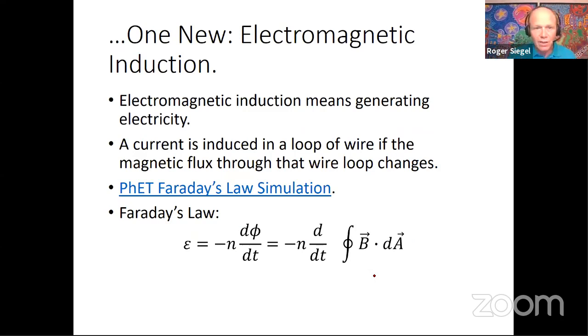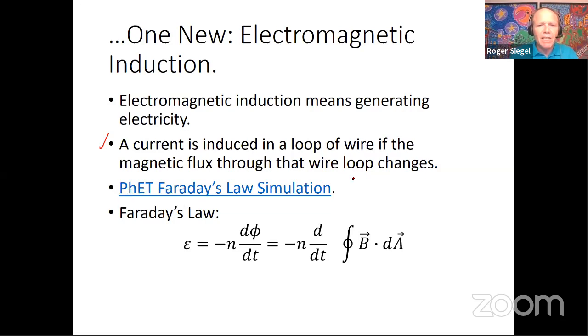The second one is electromagnetic induction. And so electromagnetic induction means generating electricity. You just saw Kristin do that. And so here's what we're going to say about electromagnetic induction, and then we're going to do some demos of that. So a current is induced in a loop of wire if the magnetic flux through that wire loop changes. All right, so let's take a look at that.